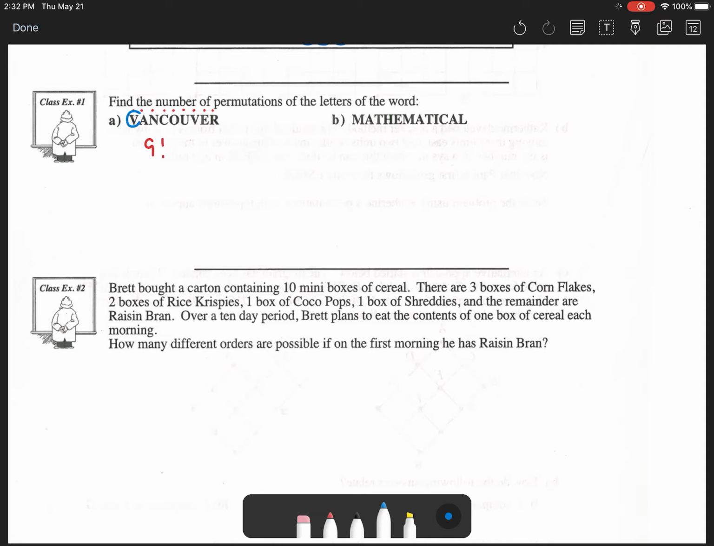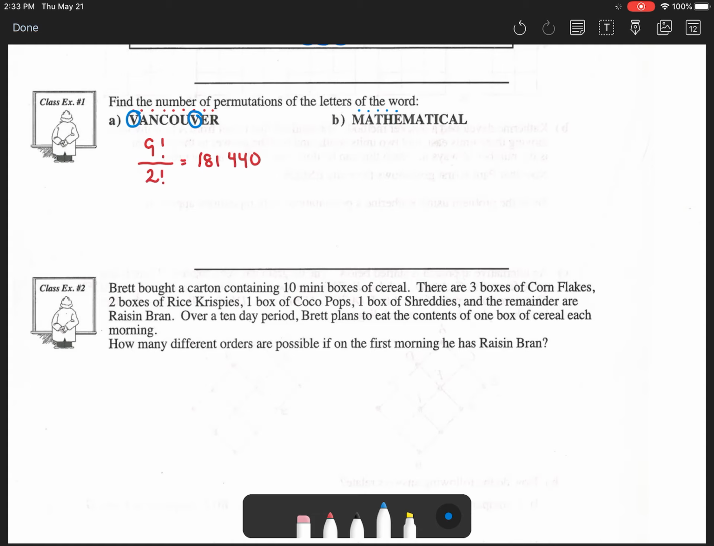But I notice when I look at this question that the letter V is the only letter that's repeated, okay, and it's repeated twice. So I take my 9 factorial and I divide by the 2 V's that are being repeated. So I divide by 2 factorial. We can use our calculator at this point. 9 factorial divided by 2 factorial gives me a total of 181,440.